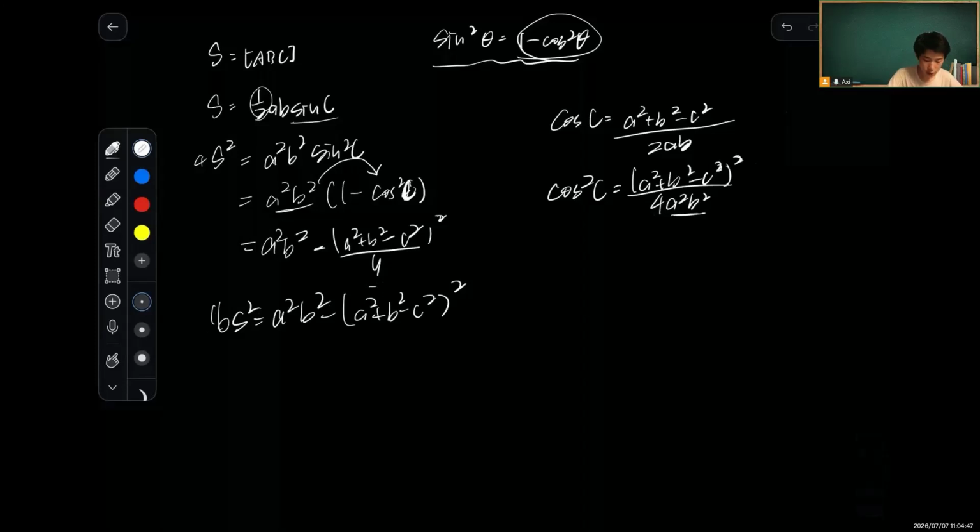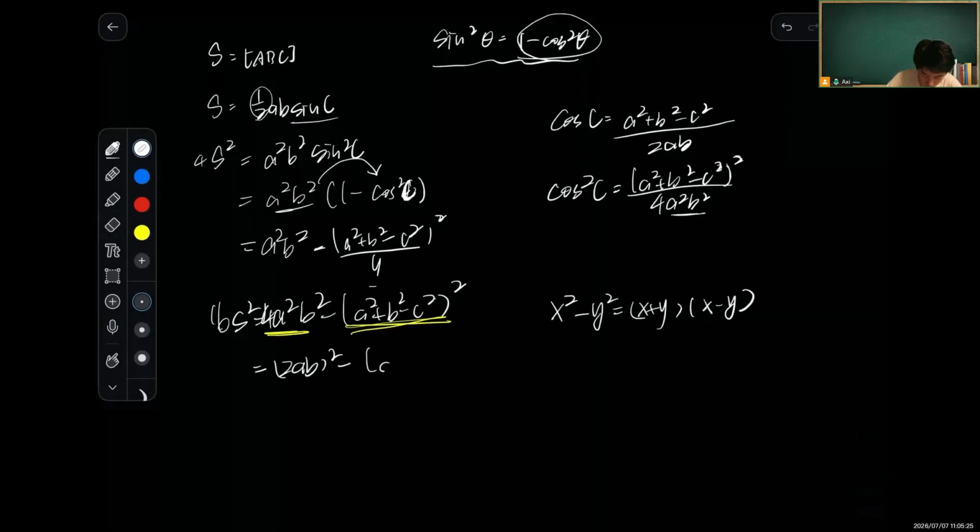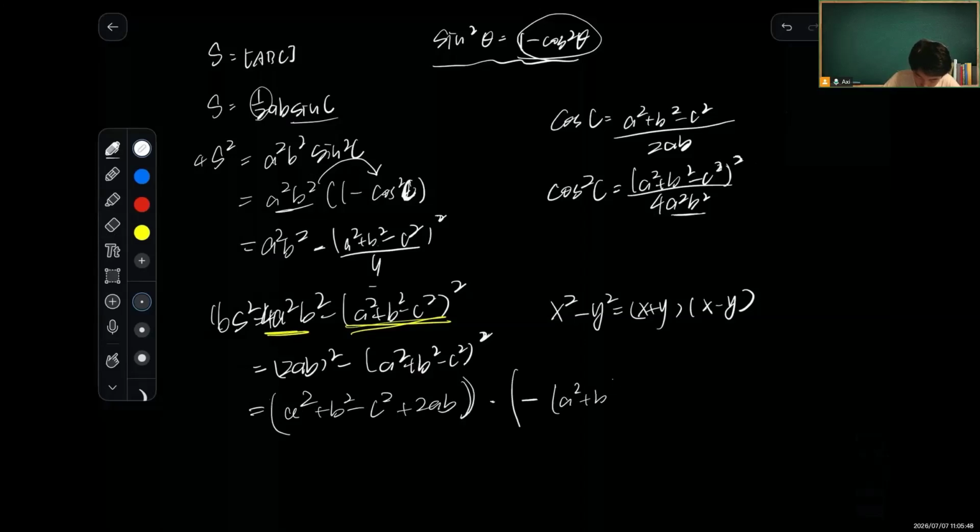Notice that these two expressions are in fact squares. So we can apply the difference of squares identity. Recall that x squared minus y squared is equal to x plus y multiplied by x minus y. We apply this, then we get, actually we forgot the 4 here. So anyhow, it is still a squared expression. Let's rewrite this again for clarity. And then now we can apply the identity. So it's a squared plus b squared minus c squared plus 2ab multiplied by negative a squared plus b squared minus c squared plus 2ab.